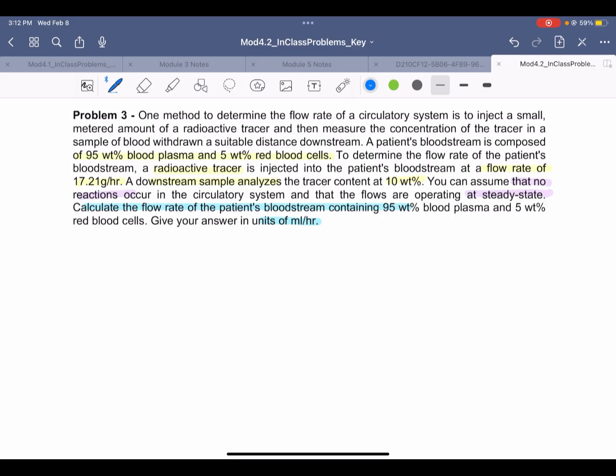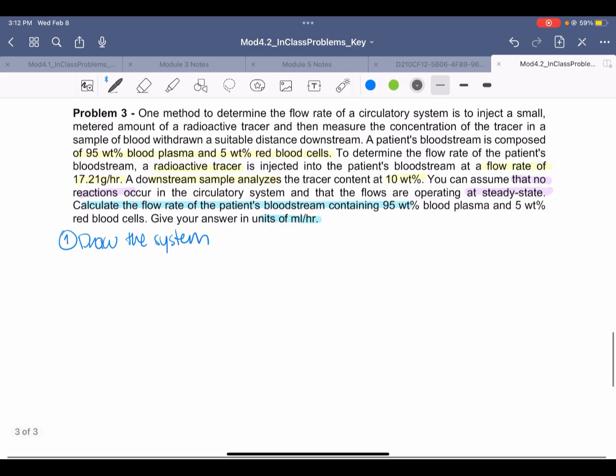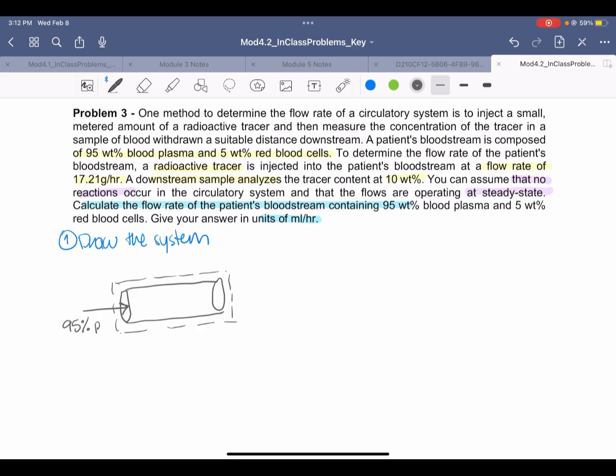Okay, so step number 1, as usual, draw a system. I'm going to draw this as a vessel, a blood vessel, and this is going to be my system. We know that we have the bloodstream coming in with 95% plasma, I'm going to call that PL, and 5% RBCs, red blood cells.